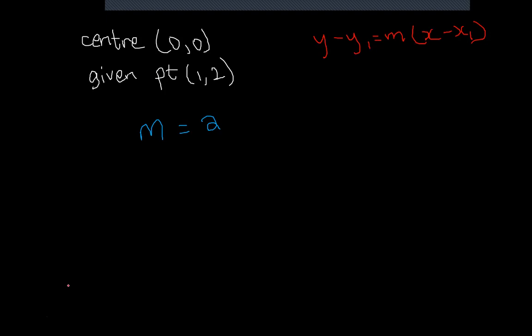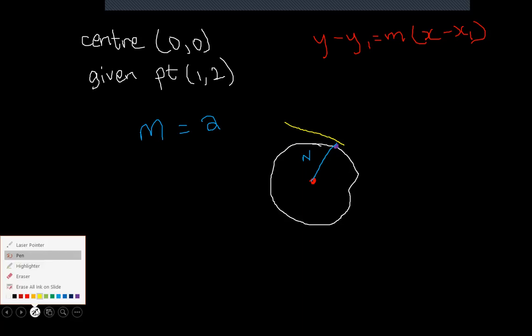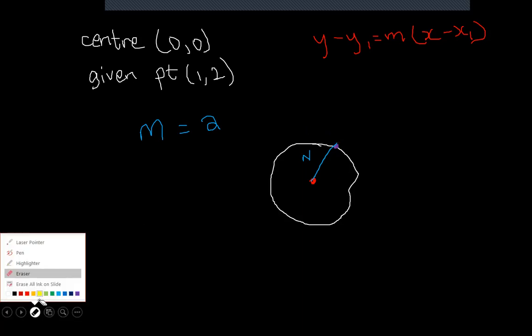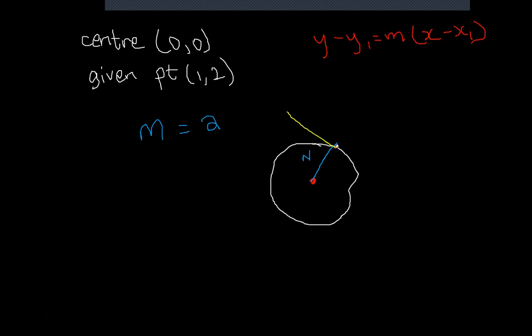For the normal, anyways, we pretend that's a circle. Purple is the given point. Green, blue. Blue is the normal. Capital N for normal. Yellow is the tangent. T for tangent.